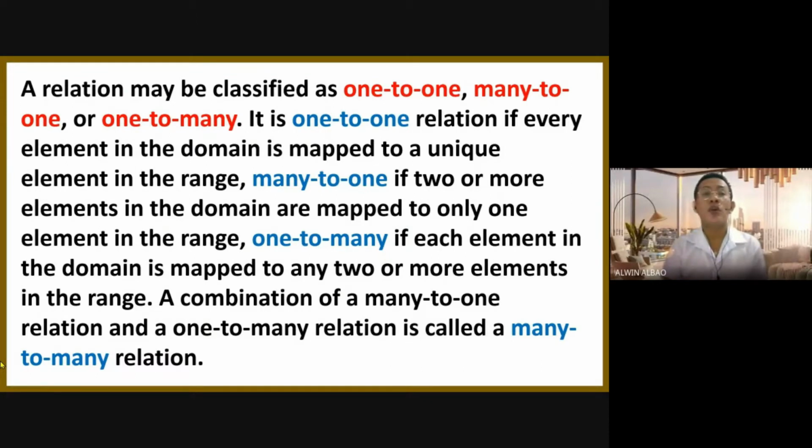Many-to-one if two or more elements in the domain are mapped to only one element in the range, and one-to-many if each element in the domain is mapped to two or more elements in the range. A combination of many-to-one relation and one-to-many relation is called many-to-many relation.